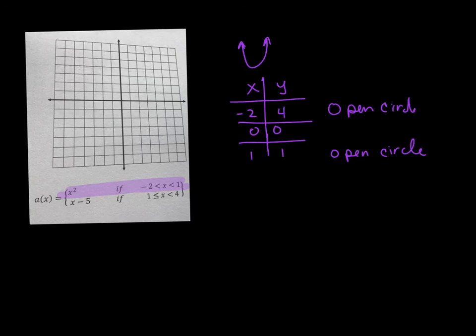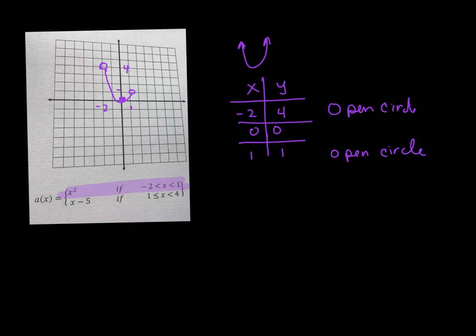So we're going to come over to those graphs and make those. So I'm going to go over here at -2 and go up 4. And I'm going to make my open circle. I know my parabola has a point 0, 0 on it. And my last point is going to be 1, 1, which again will be an open circle. So my parabola will have this shape, but the endpoints of that both will be open.